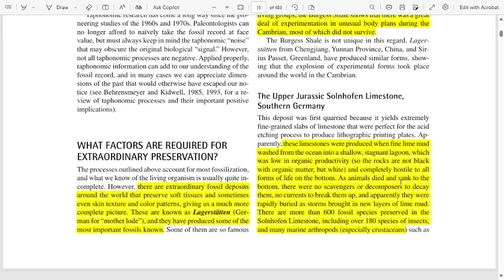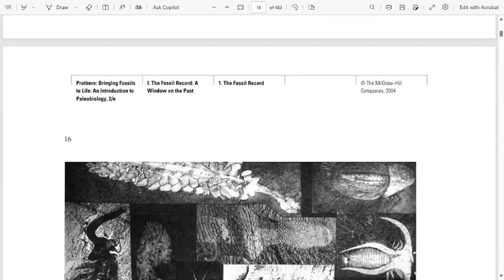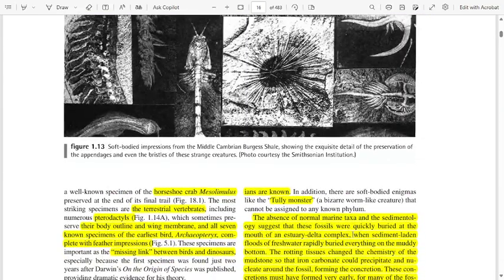As animals died and sank to the bottom, there were no scavengers or decomposers to decay them, no current to break them up, and apparently they were rapidly buried as storms brought in new layers of brine mud. There are more than 600 fossil species preserved in the Solnhofen Limestone, including over 180 species of insects and many marine arthropods, especially crustaceans, such as a well-known specimen of the horseshoe crab Mesolimulus preserved at the end of its final trail.